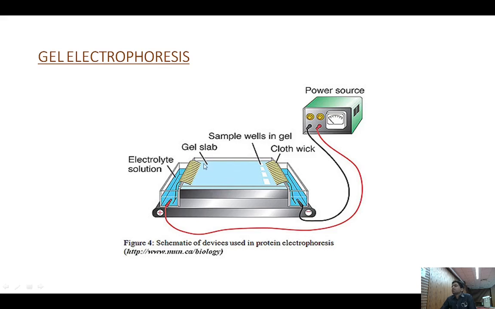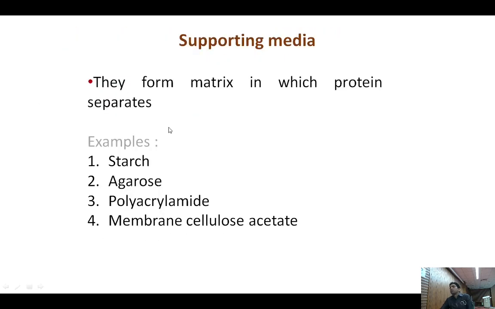So we have to know that it has reached, suppose, near the opposite electrode, and then we have to stop the run. Otherwise all the samples will fall off. So that's why you have to keep a tracking dye, that is the colored dye. That dye helps in tracking the movement of the sample. Supporting media, I told you agarose is most common, but other supporting media used are polyacrylamide, then cellulose and starch.